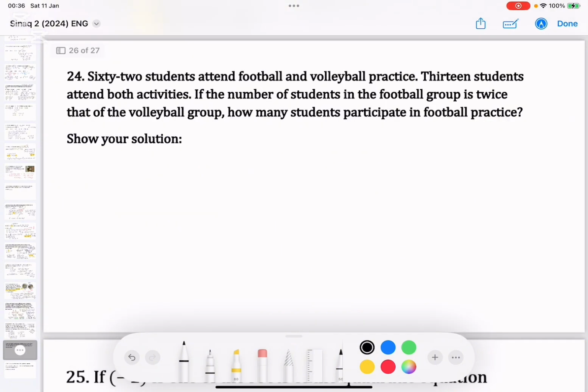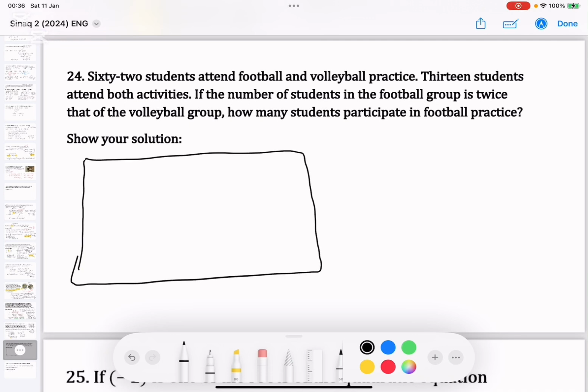Next question. 62 students attend football and volleyball practice. 13 students attend both activities. If the number of students in the football group is twice that of the volleyball group, how many students participate in football practice? So let's start off, we're going to be using an Euler-Venn diagram.